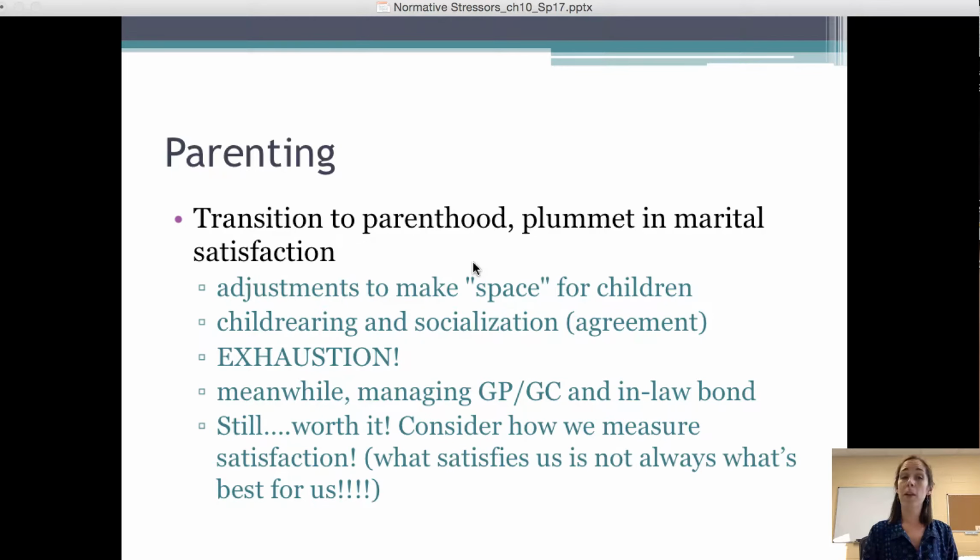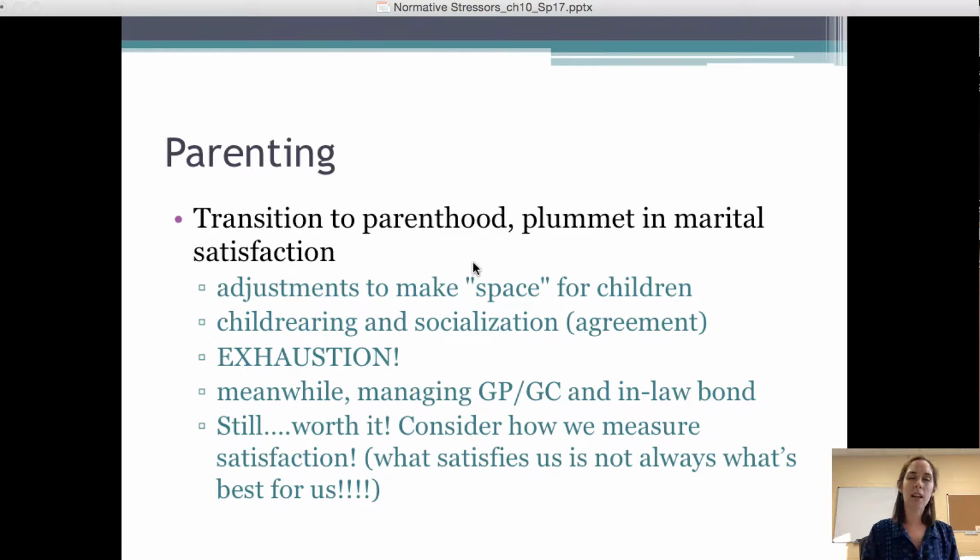Meanwhile, managing the grandparent-grandchild and in-law bond is also mixed in there. Now your in-laws are grandparents, and you got to deal with them differently, and you got these new kids. It can be a big old bottle of stress. Still, it's very worth it. And I talked to you before about going up to number 11 on the dial, like in Spinal Tap, and that's how a lot of parents talk about the satisfaction and fulfillment that they experience as parents.